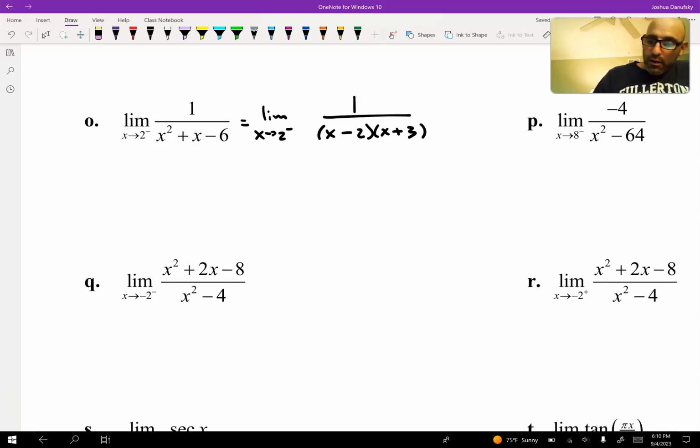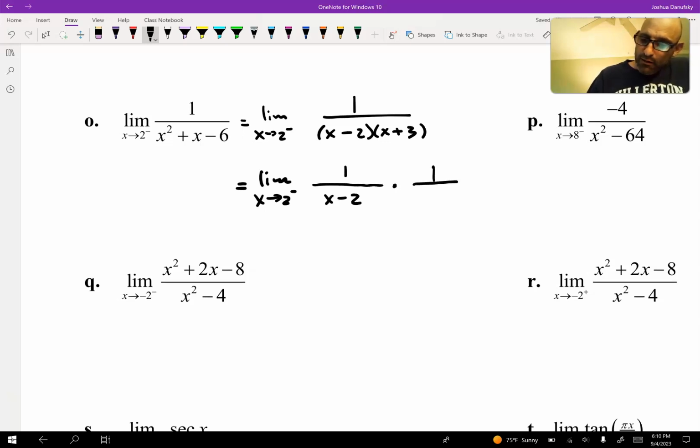Now, if we think of this, if we break this apart for a moment as the limit as x approaches 2 from the left, I should say, and I did something like, here, let's do this in 2 steps. I don't have tons of space here, but I'll do my best. It's the same as this, right?